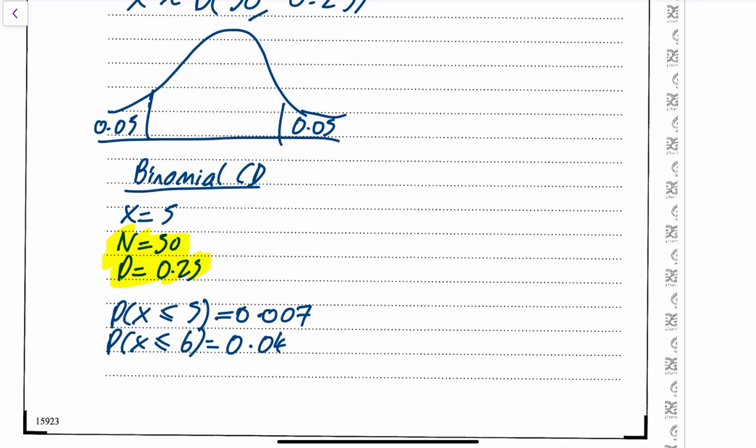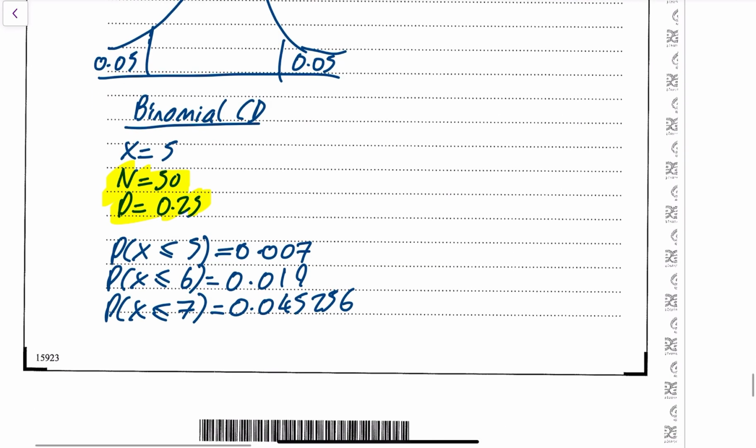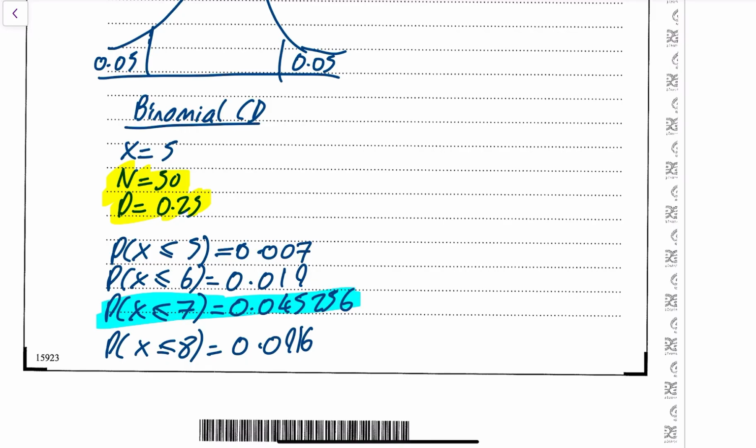Oh, sorry, wrong thing. Reading the wrong thing. 0.019. Still not great. Probability X is less than or equal to 7 then was 0.045256. I'm going to guess that's my answer. We'll just check our 8. And 8 was 0.0916. So the 7 is the one we want, because 7 was the biggest one, which was still less than 5%.